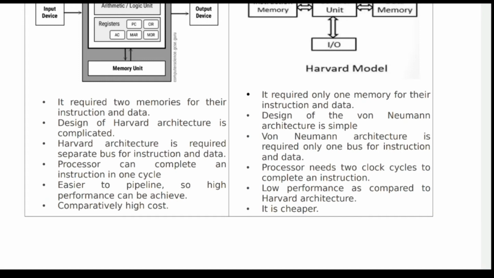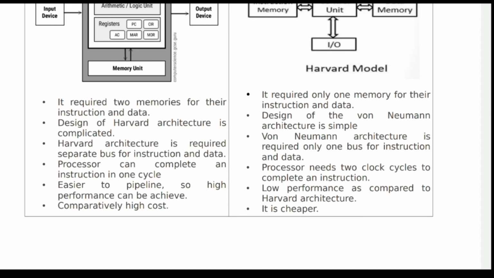Designing of a Harvard architecture is complicated. So compared to von Neumann architecture, designing of a Harvard architecture is complicated because we are using two memory blocks, right? Designing of a von Neumann architecture is simple. So Harvard architecture requires separate buses for instruction and data. Harvard architecture has two different memory blocks, right? They have separate memory blocks for instruction and data. But von Neumann architecture requires only one bus for instruction and data. It has only one bus because we have only one memory unit in the von Neumann architecture.